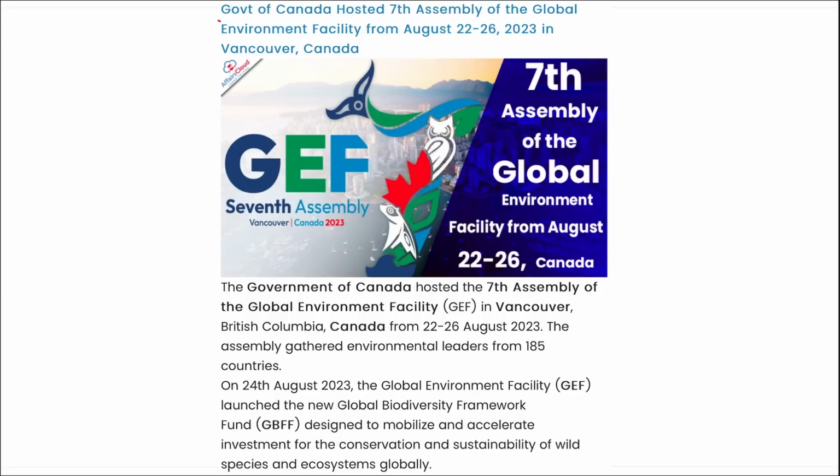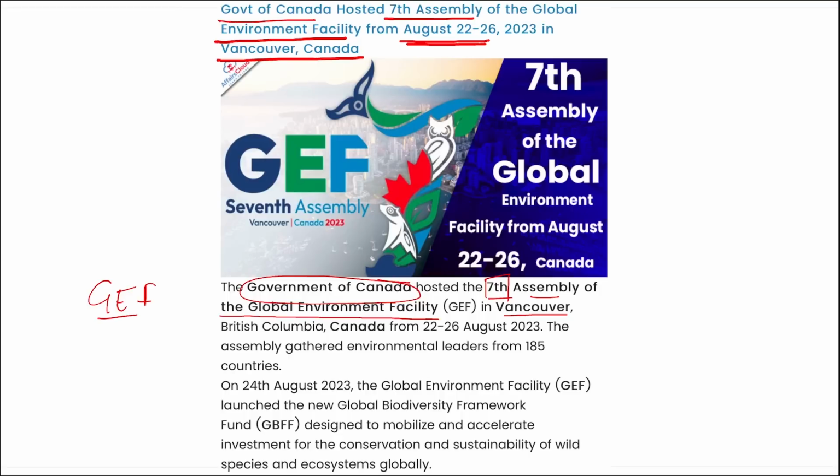Next, Government of Canada hosted 7th Assembly of the Global Environment Facility from August 22 to 26, 2023 in Vancouver, Canada. So remember, it is your Government of Canada and they have hosted the 7th Assembly of the Global Environment Facility, that is in Vancouver. I repeat, we are talking about Global Environment Facility, right? And this is the 7th Assembly of this Global Environment Facility that was hosted by the Government of Canada in Vancouver. Right, it was from 22nd to 26th of August, and the assembly gathered environmental leaders from 185 countries.